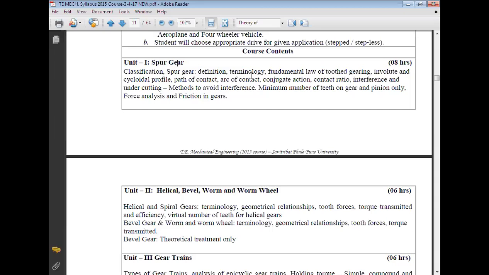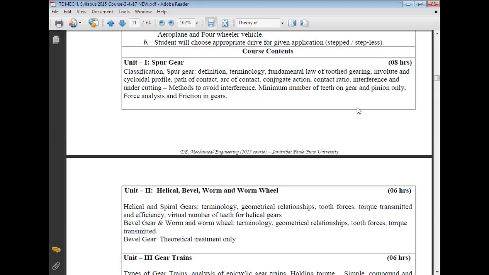Then there are different profiles of a gear tooth, in which the first one is the involute and the second one is the cycloidal profile. So what are these different profiles, how are they made, what are their advantages and disadvantages, that we are going to study.